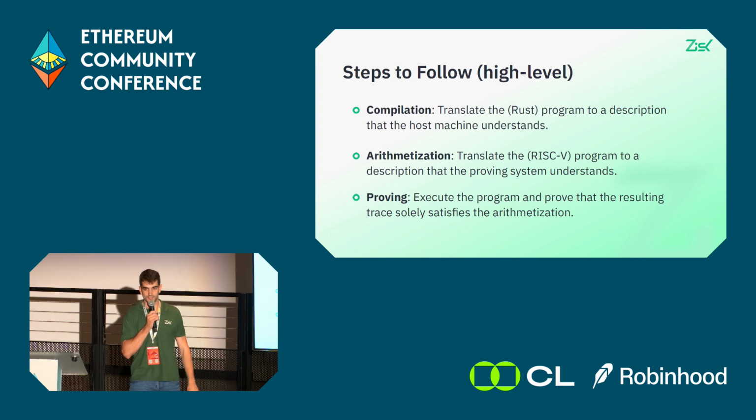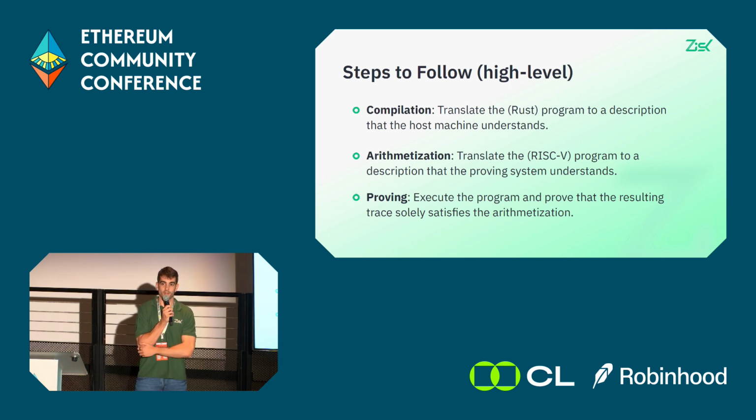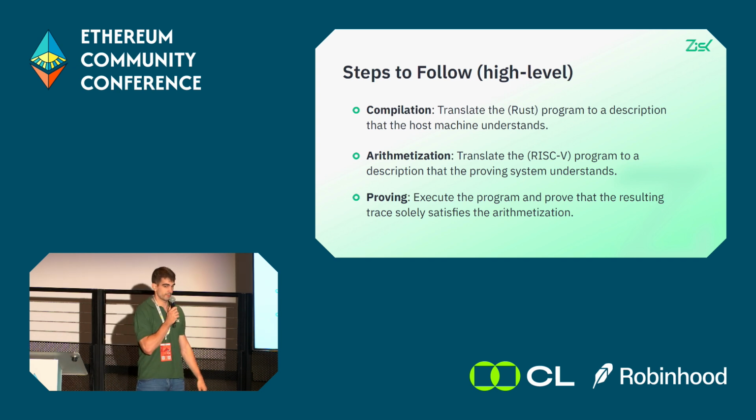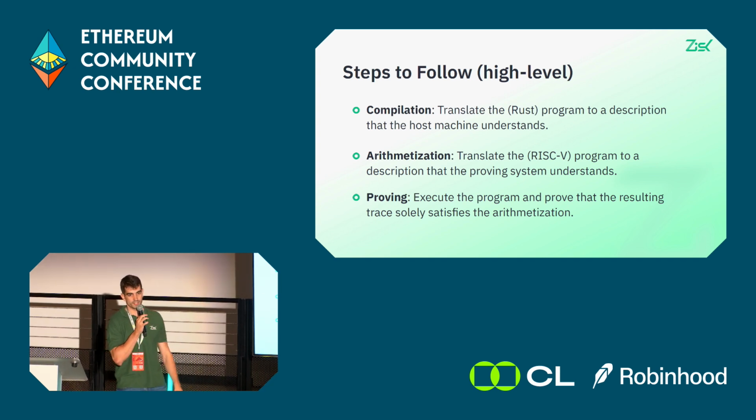The second stage is what we call the arithmetization, in which, once you have a program that the machine understands, you have to again translate it to something that the proving system understands, because the main objective is to generate a proof. So basically, in arithmetization, you translate it to something that is amenable for a proving system. And finally, we have the proving stage, in which you are trying to find a satisfying witness or a satisfying execution that passes all the arithmetization of your particular problem.